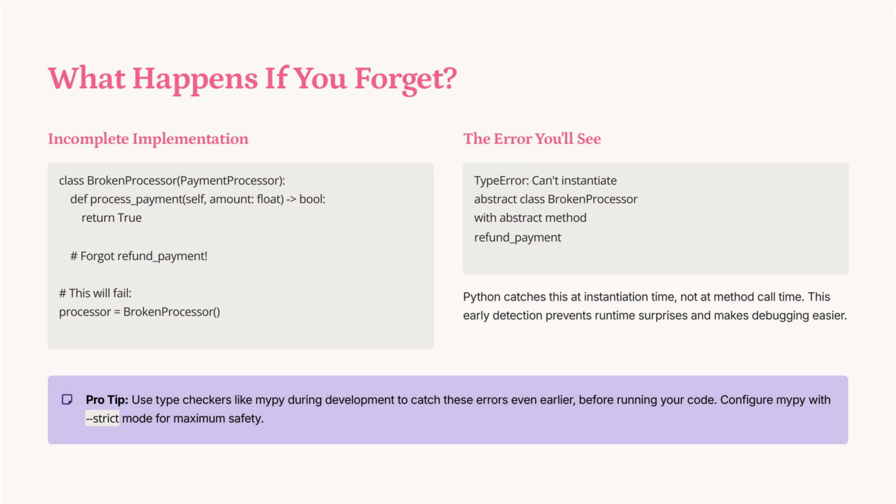Forgetting to implement all methods in an interface leads to a TypeError. Python detects this at instantiation, not during method calls, preventing runtime issues. For instance, a broken processor missing refund_payment will fail to instantiate. Use type checkers like mypy in strict mode to catch such errors early, enhancing code reliability.